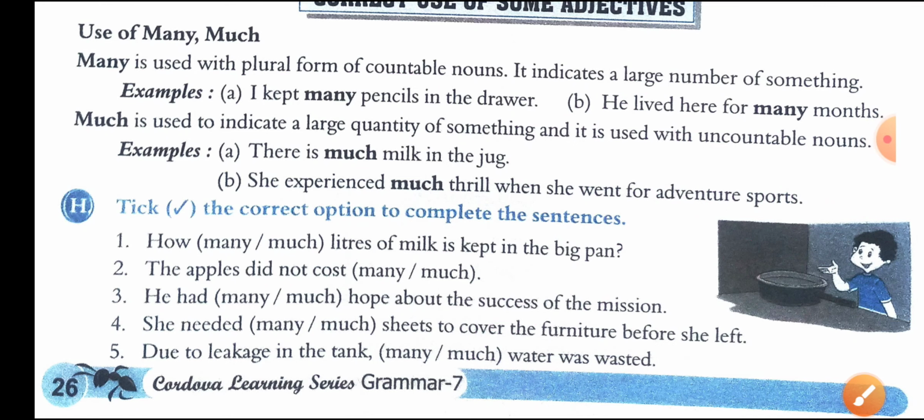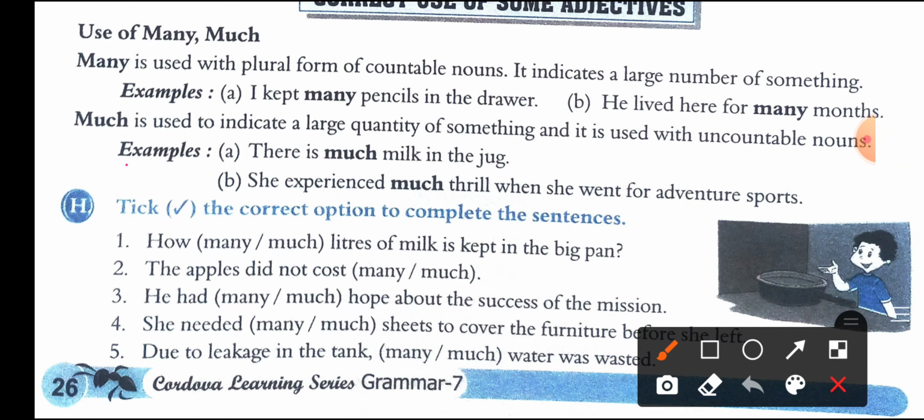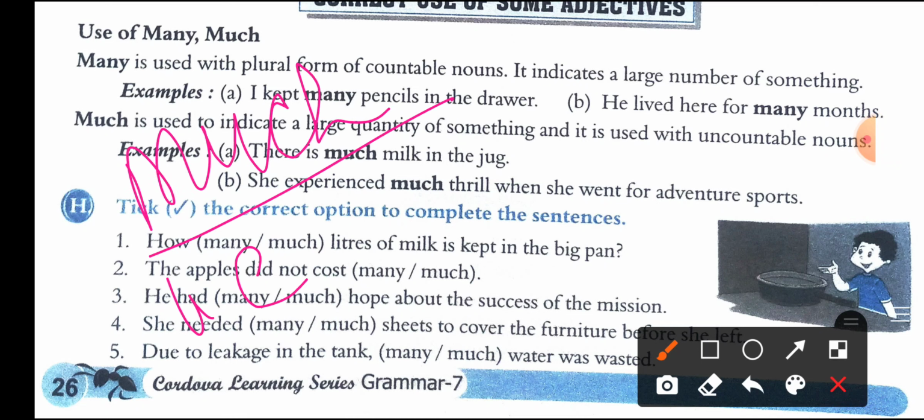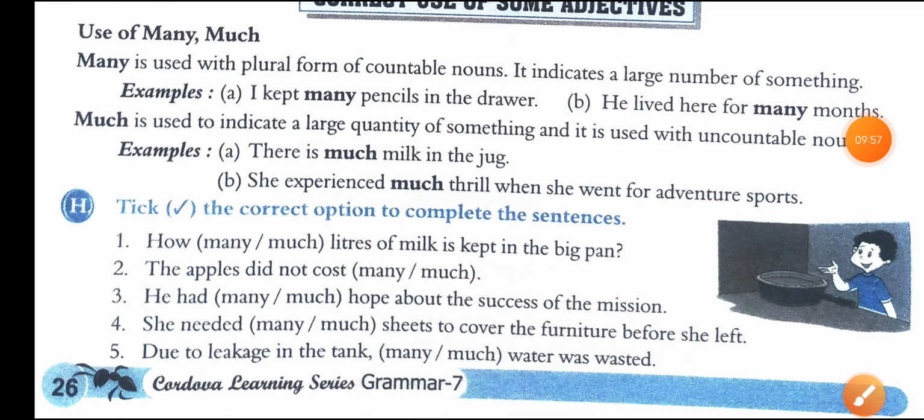And when we want to add much, it is where uncountable nouns are given. And what are uncountable nouns? Where singular and plural remain the same, like oil, advice, and many more. So let's see the exercise.